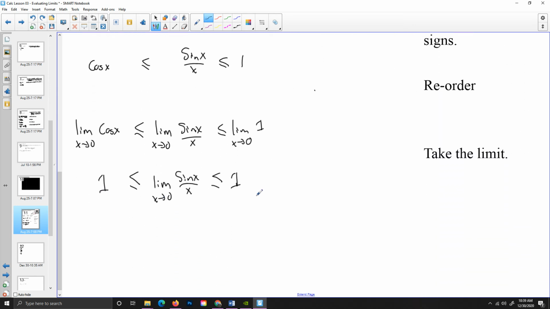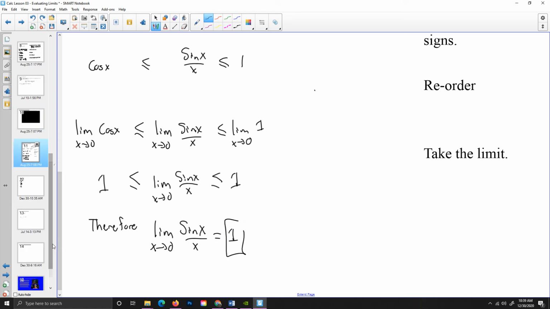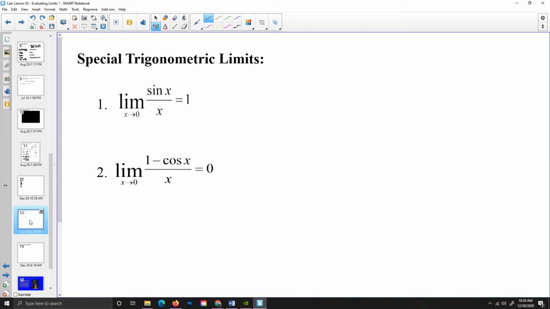So we squeeze these two together to get 1, and therefore we can conclude that the limit as x goes to 0 of the sine of x over x has to also equal 1. Now from that, we can have a couple of conclusions. The first conclusion is that we already know that special trigonometric limit, the limit as x goes to 0 of sine x over x is equal to 1. And with a similar proof, which you can look up on your own if you wanted to, the limit as x goes to 0 of 1 minus cosine x over x is equal to 0.